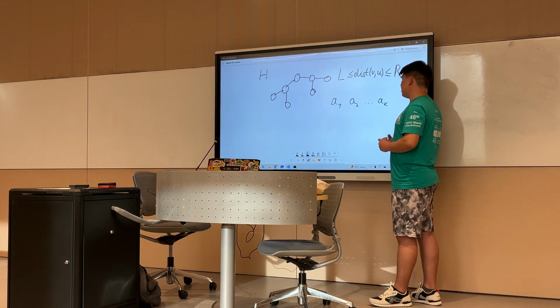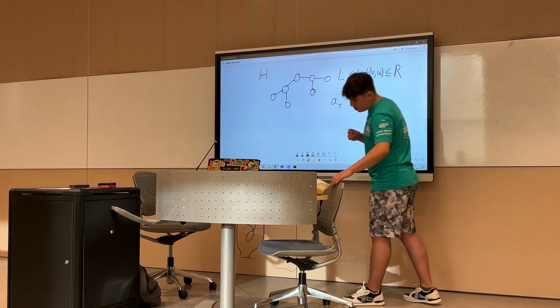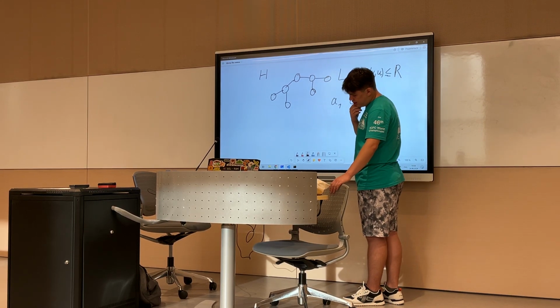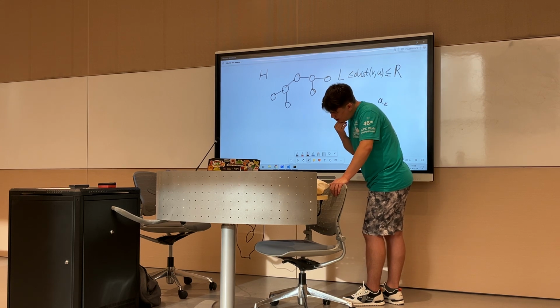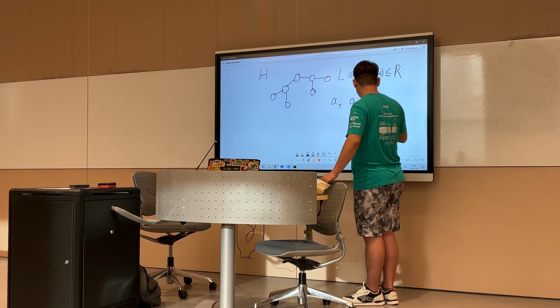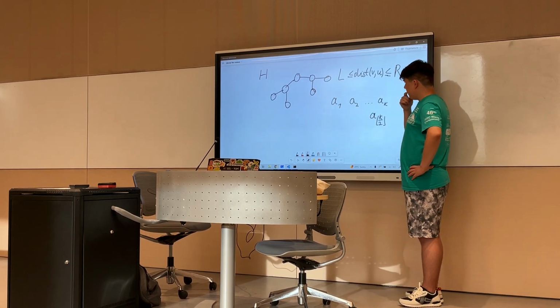What is the median? We just need to sort the array and take the element that is in the middle of that segment. If the segment has even length, we just need to take... if the segment has k elements and we sort them, the median will be the element at k divided by 2. Something like that.